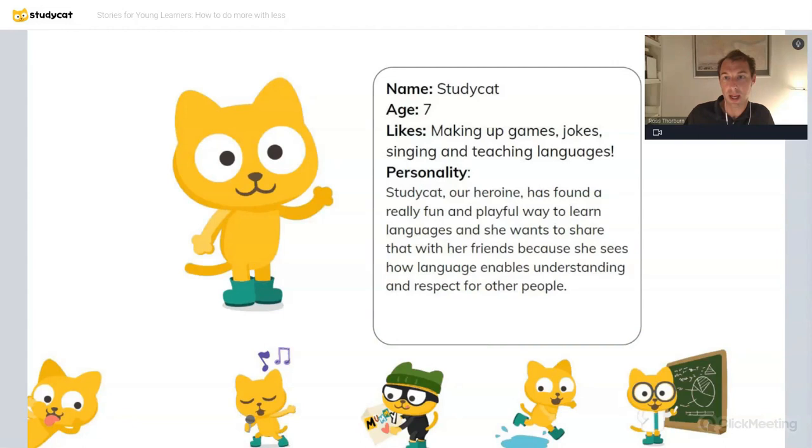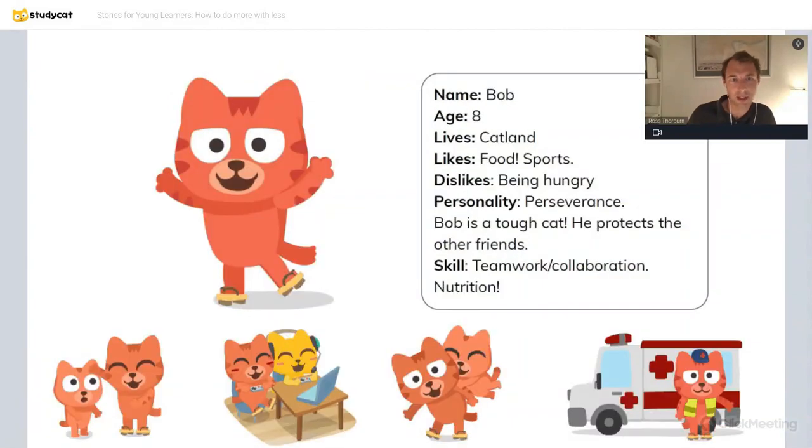These are the characters that we had to work with when we created this series of books. So we had Studycat, who's the main protagonist, I suppose, the main star, but doesn't have to star in all the books. And for every character, we had some basic information, name, age, things that they like, and aspects of their personality, right? So Studycat's a fun, caring person, etc., or a fun, caring cat, maybe I should say.